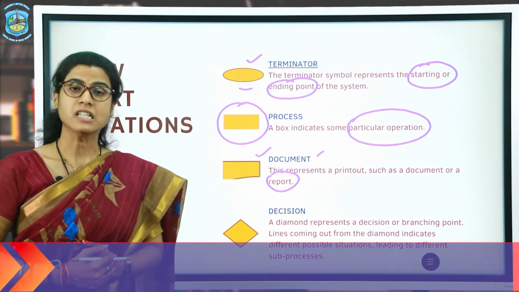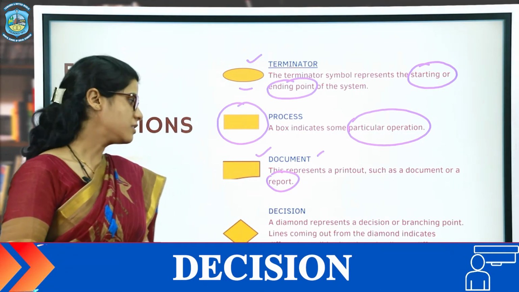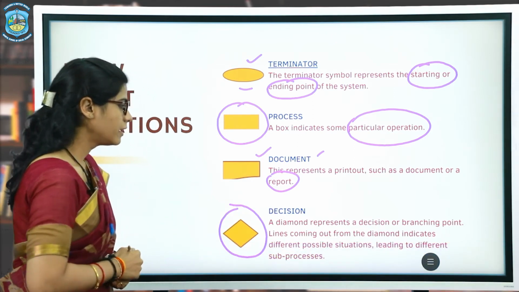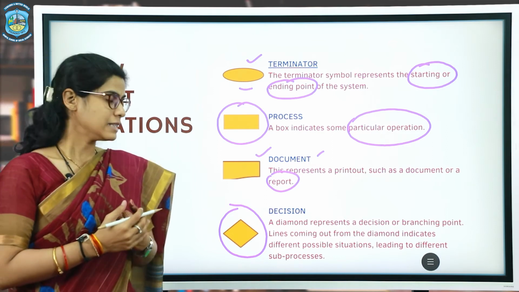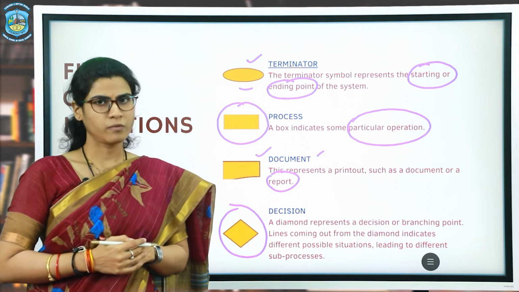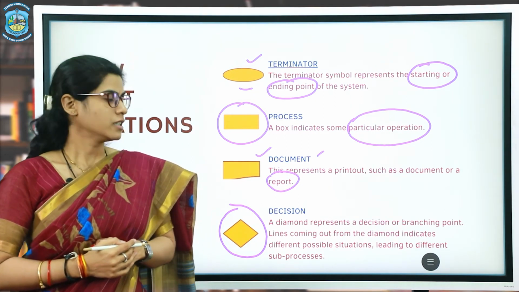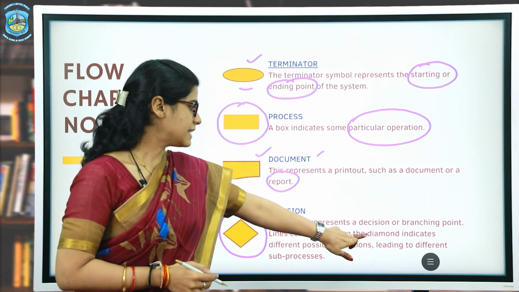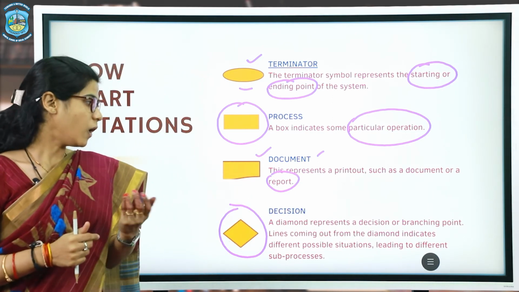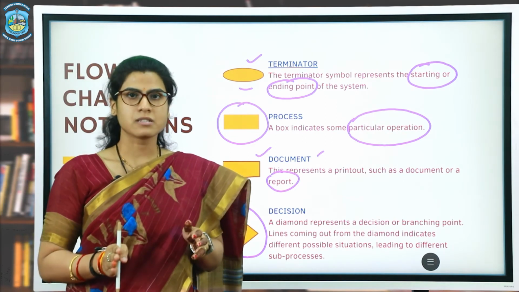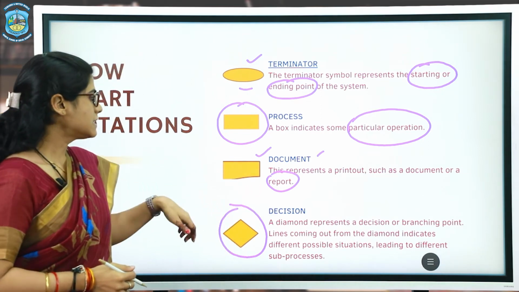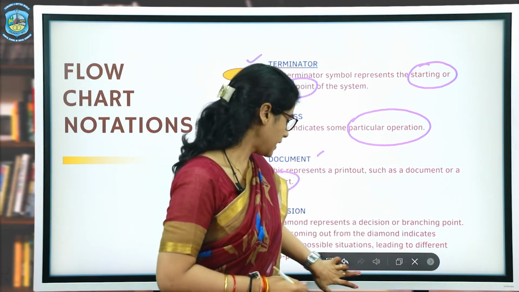Next we have a decision box. This decision box is represented with this diamond shape. It tells you which option you have to choose and which you do not. So this diamond indicates the different possible situations, or you can say the sub-processes which you can choose further. Next we have a few more notations here.